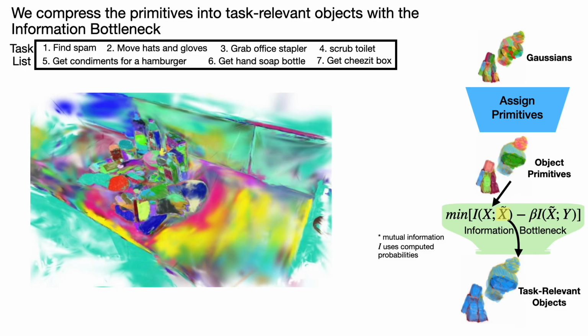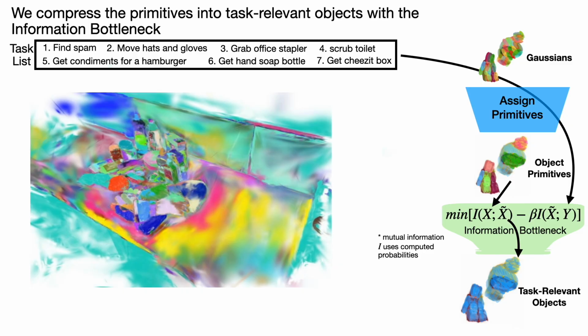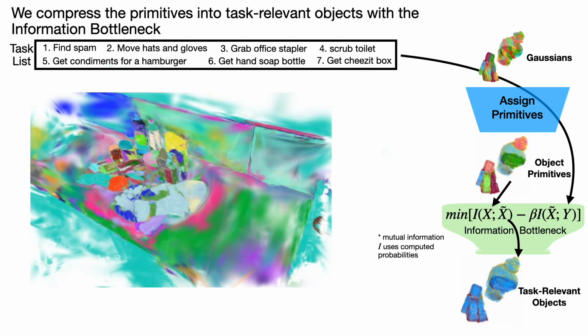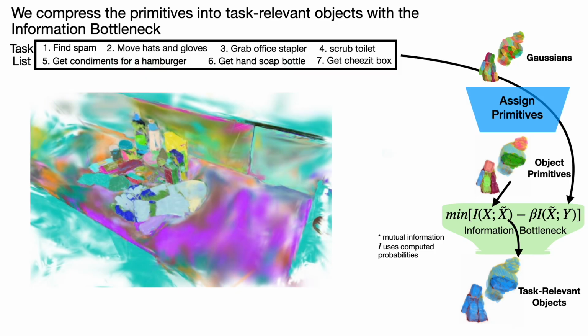This is under the optimization that we want to preserve information between the compressed signal and some variable y that we care about, which in our case is our task list. We compute mutual information from these variables using the probabilities found earlier. We can then incrementally solve the information bottleneck to compress the scene from the 3D object primitives into a final set of task-relevant objects.